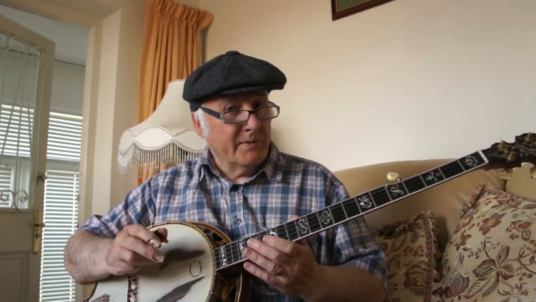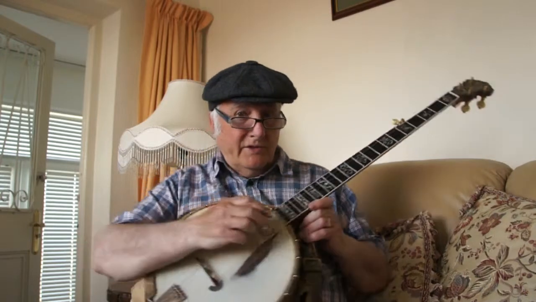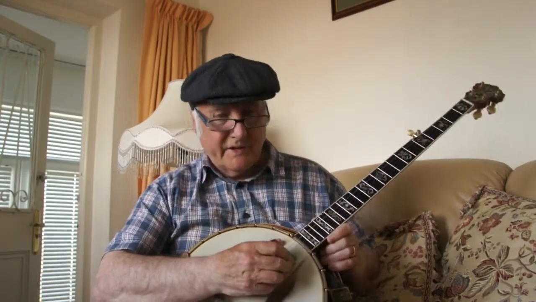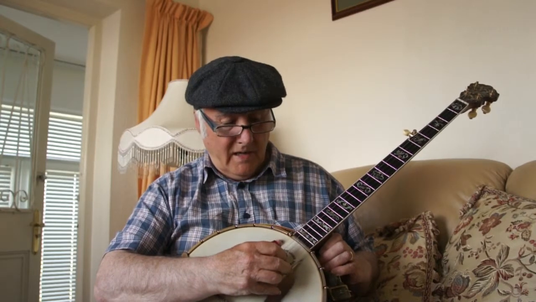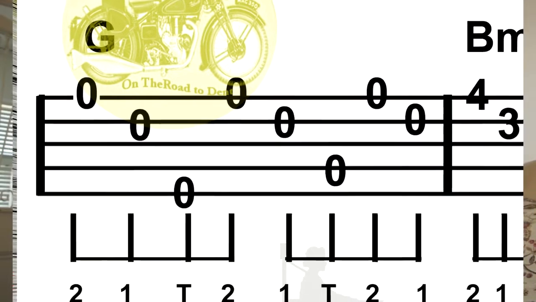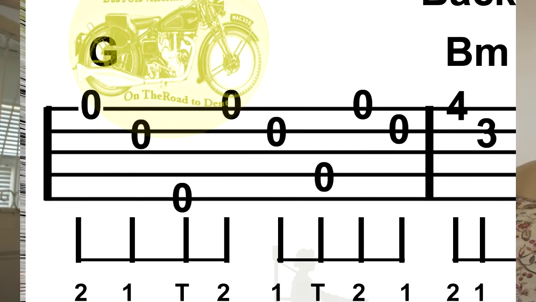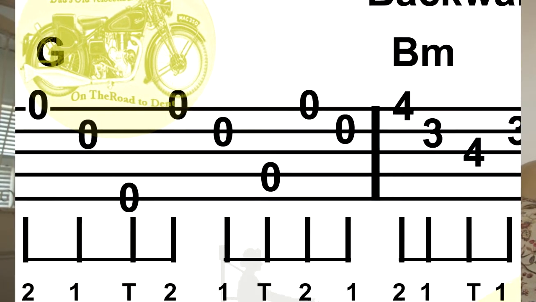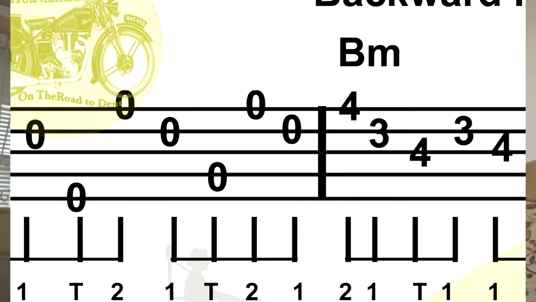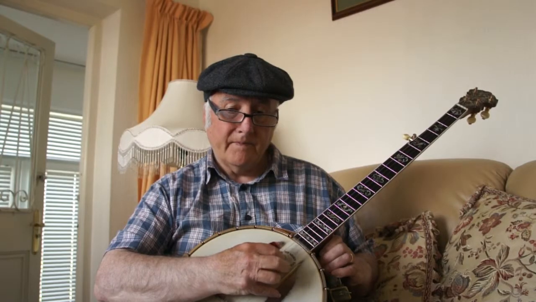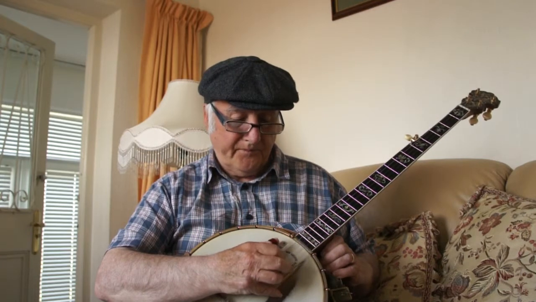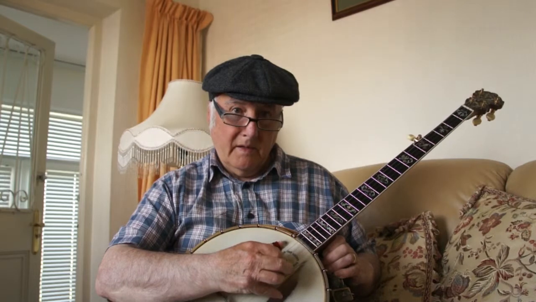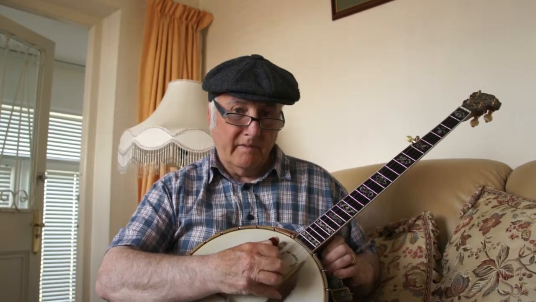And all that is with the backward roll, so I'll just show you what the backward roll is. We're going to start on string one. One, two, five, one, two. So it's two backward rolls. Finish on the B.